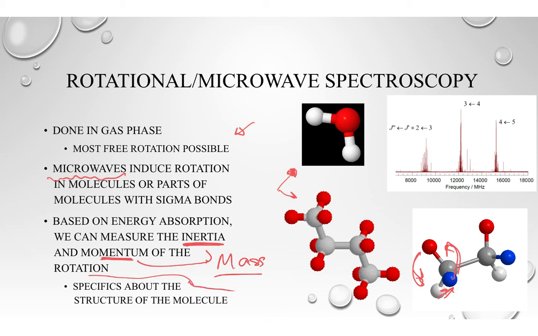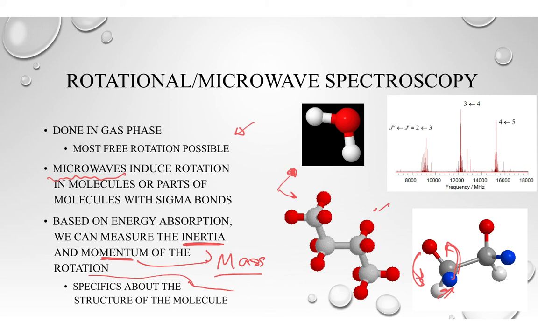What's attached to what? What kind of bonds are there? Is a particular atom attached here, or is it attached there on our molecule? Microwave spectroscopy allows us to do that.